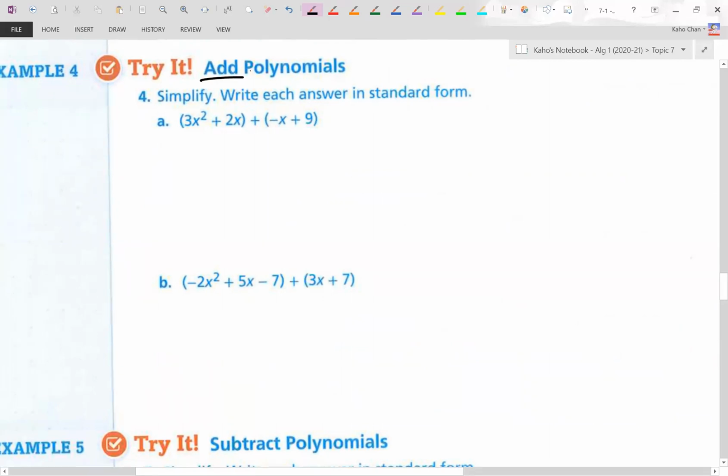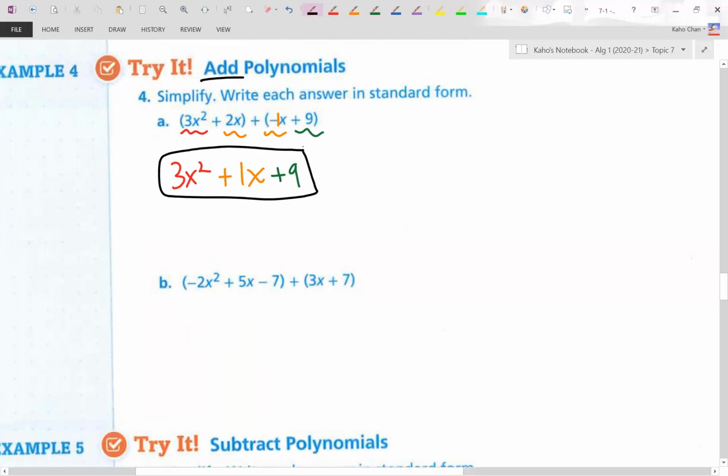Pretend the parentheses for 4a and 4b are not there. Let's combine my terms here. Are there any x squares anywhere? Nope. There aren't any x squares, so that's by itself. How about x's? 2x plus negative x, that's like negative 1x. What's 2 minus 1? Oh, that's 1x. Nice. And then finally, the 9's by itself. And there's your answer. Yay.